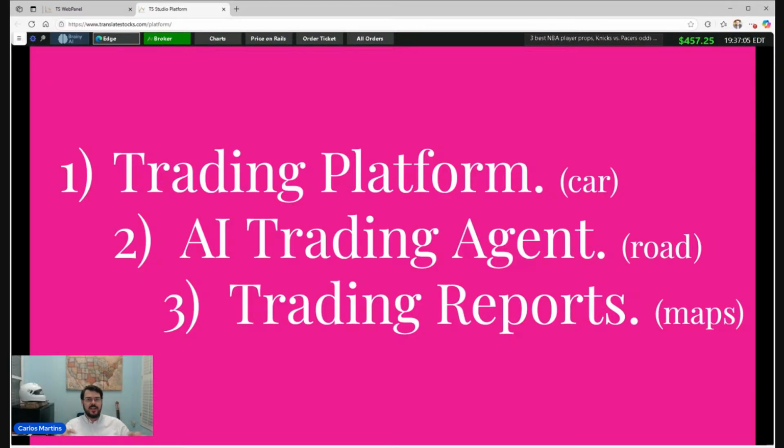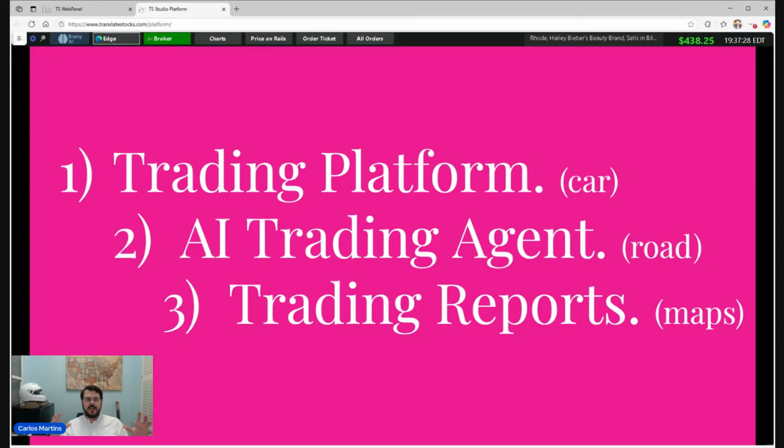You don't have jungles. It's already clear and clean and sanitized for you. That's what the AI trading agent will do. It is the path for you, the new road for you to go through from point A to point B to achieve what you want. And everybody forgets about it.